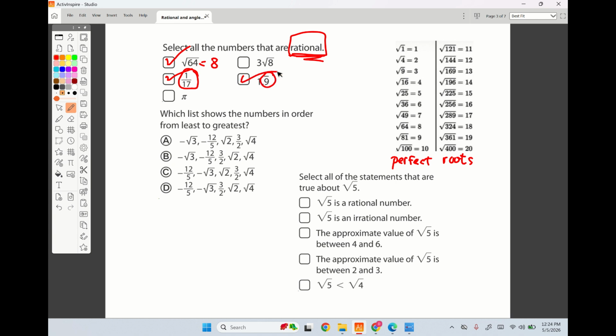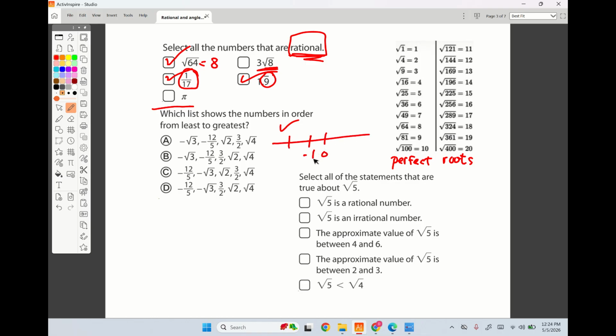Alright, you also might get questions like this where you just have to order from least to greatest. So the main thing is remembering that negative numbers have to be smaller than positive numbers. So once we figure out what numbers these square roots are close to, don't forget that the negative belongs to it, so you don't make a mistake.